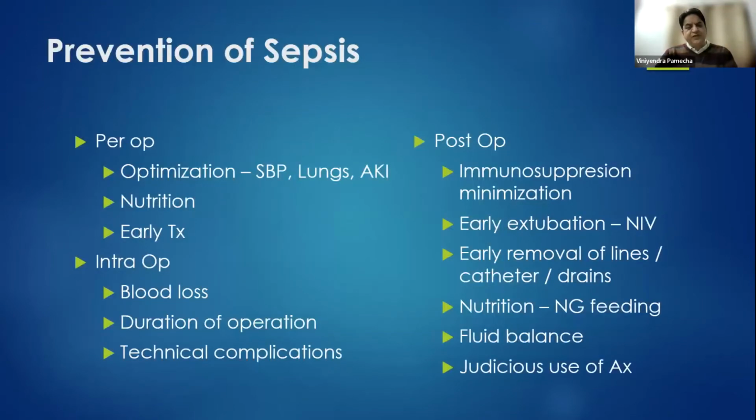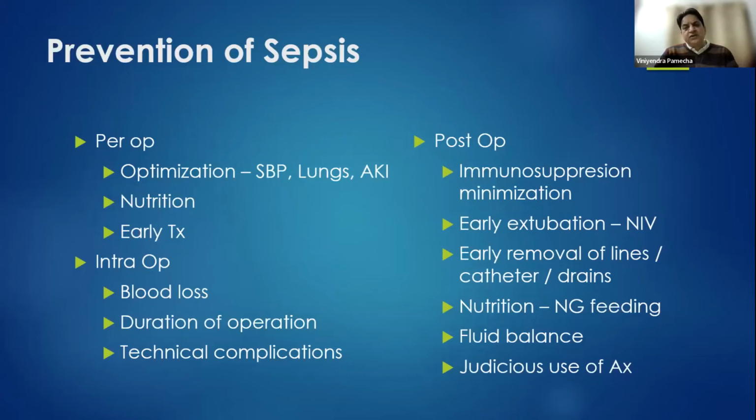So how to prevent sepsis in this group? I'm not going to go into details of this. Basically, you have to take all the precautions: minimize immunosuppression, early extubation in order to decrease chest complications, early removal of drains, and always feed them. Nutrition is most important. We start feeding on day one itself. So we start with ORS on day one.